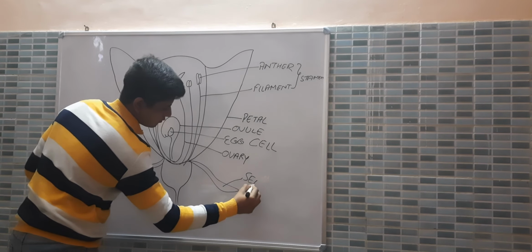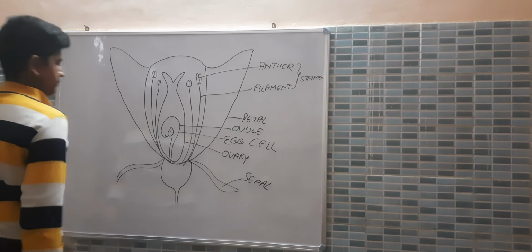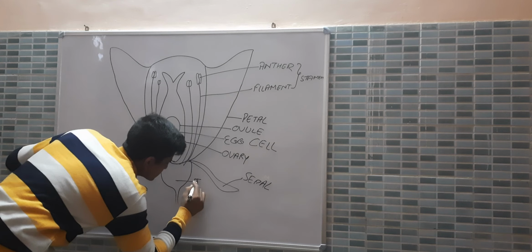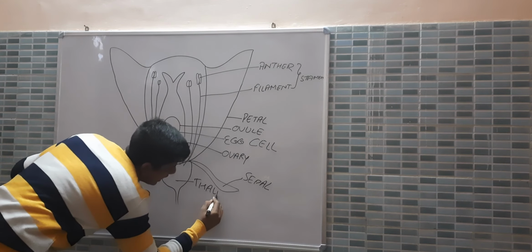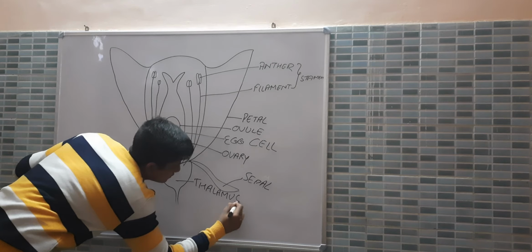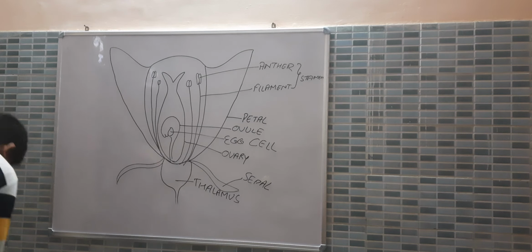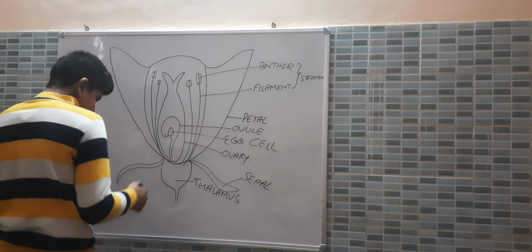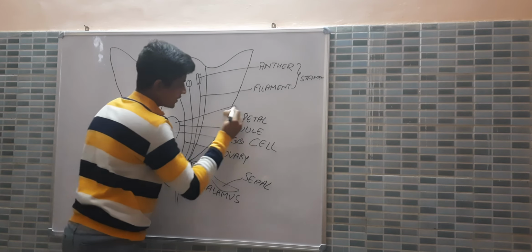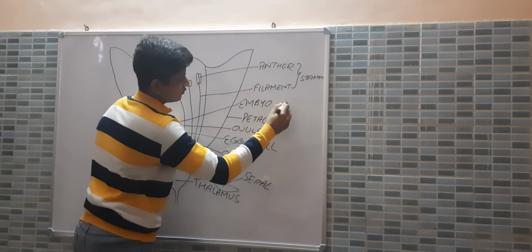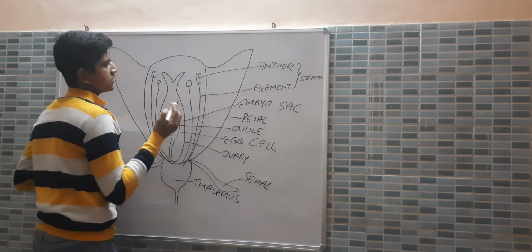Sepal. What is this part called? Yes, you are right, this is thalamus. You can say it thalamus or thalamus, the correct pronunciation is thalamus, but the other is also not wrong. The next thing in this diagram is the embryo sac. Here is the stigma.